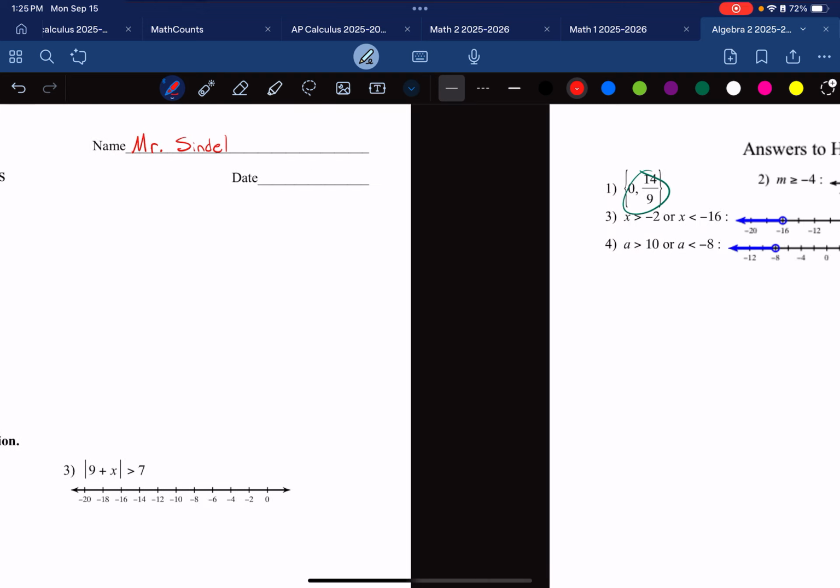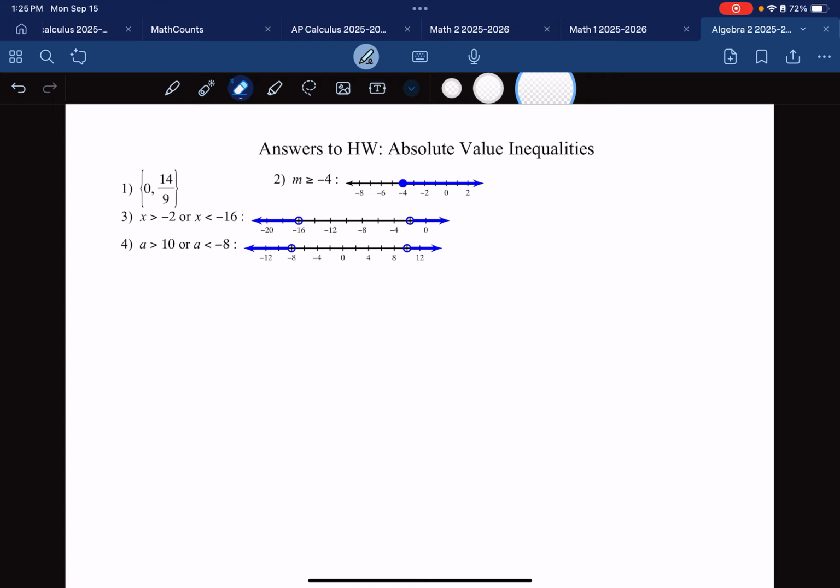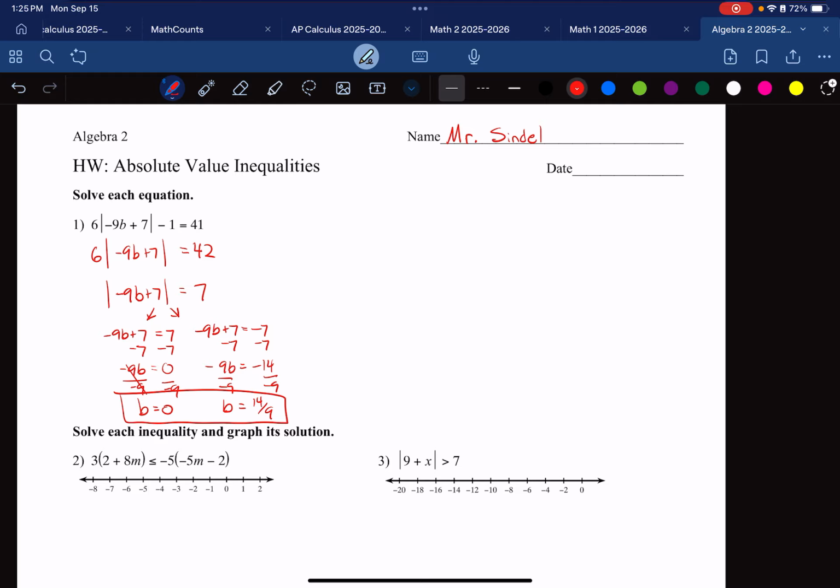Let's see if we got it right. 0 and 14 ninths. That's weird. 0 and 14 ninths, looks like we got the correct answer. Let's move on to number 2. Number 2 is down here.